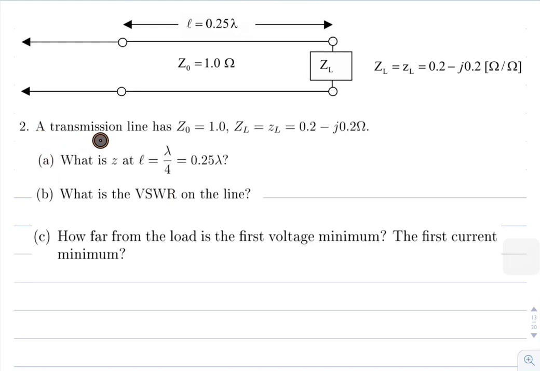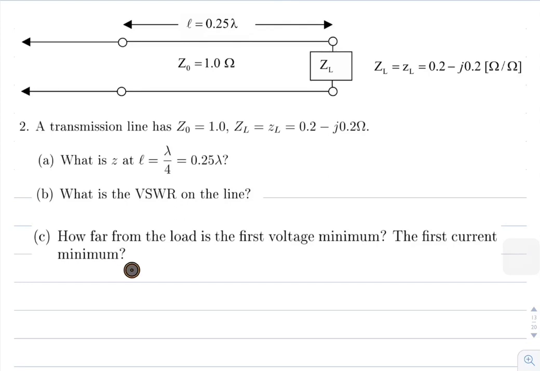A transmission line has characteristic impedance of 1.0 and load impedance 0.2 minus j into 0.2 ohms. What is impedance at L equal to lambda by 4, that is 0.25 lambda? What is the VSWR on the line? How far from the load is the first voltage minimum and the first current minimum?